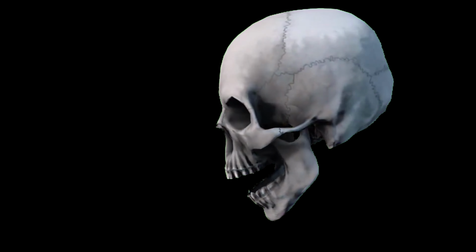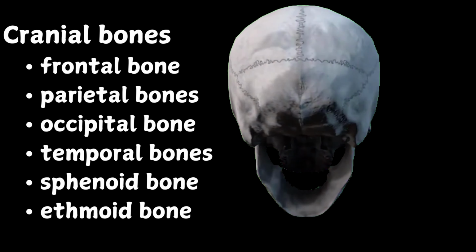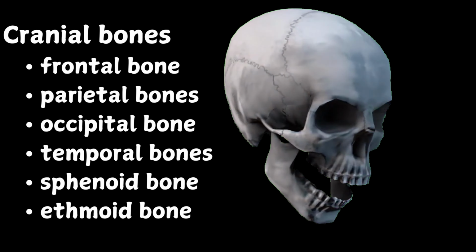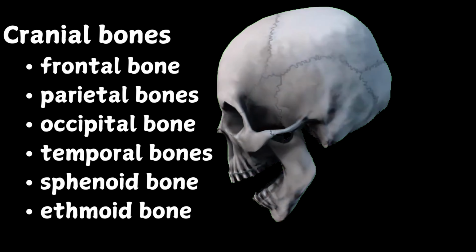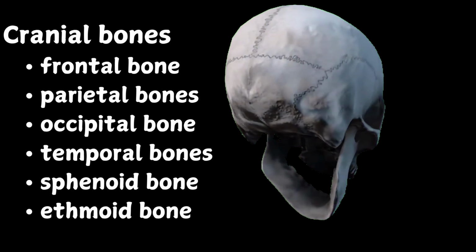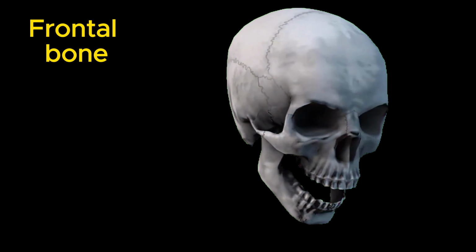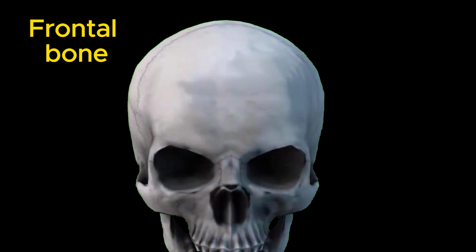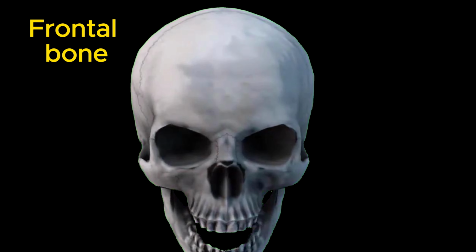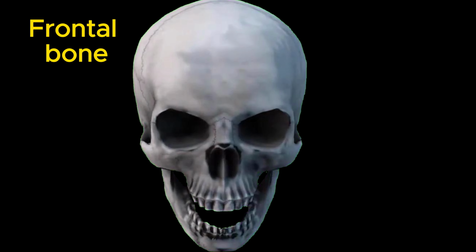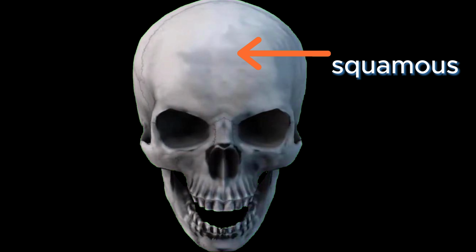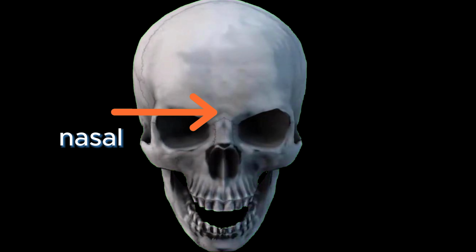Now let's talk about the cranial bones. They include the frontal bone, 2 parietal bones, 2 temporal bones, occipital bone, sphenoid bone, and the ethmoid bone. The frontal bone. It is located at the anterosuperior aspect of the cranium. It consists of 4 parts: squamous, 2 orbital parts, and nasal. The squamous part is the largest, shaping the forehead's distinctive curve and housing the frontal sinuses.